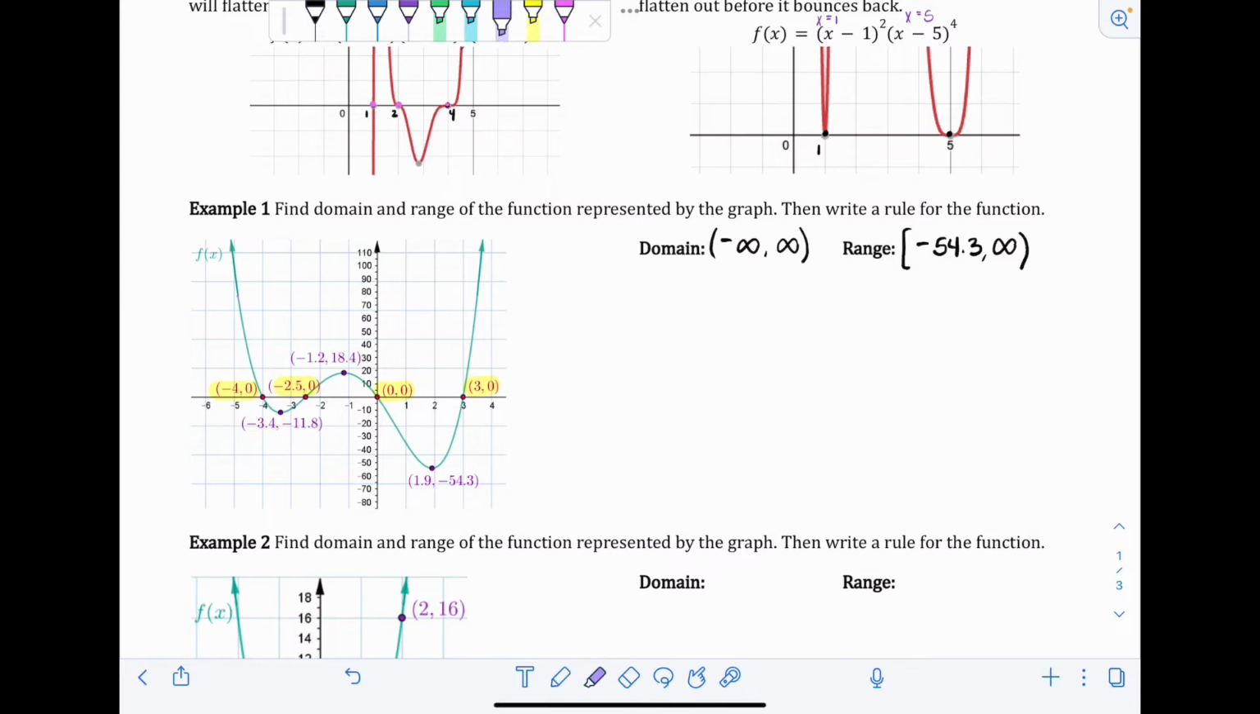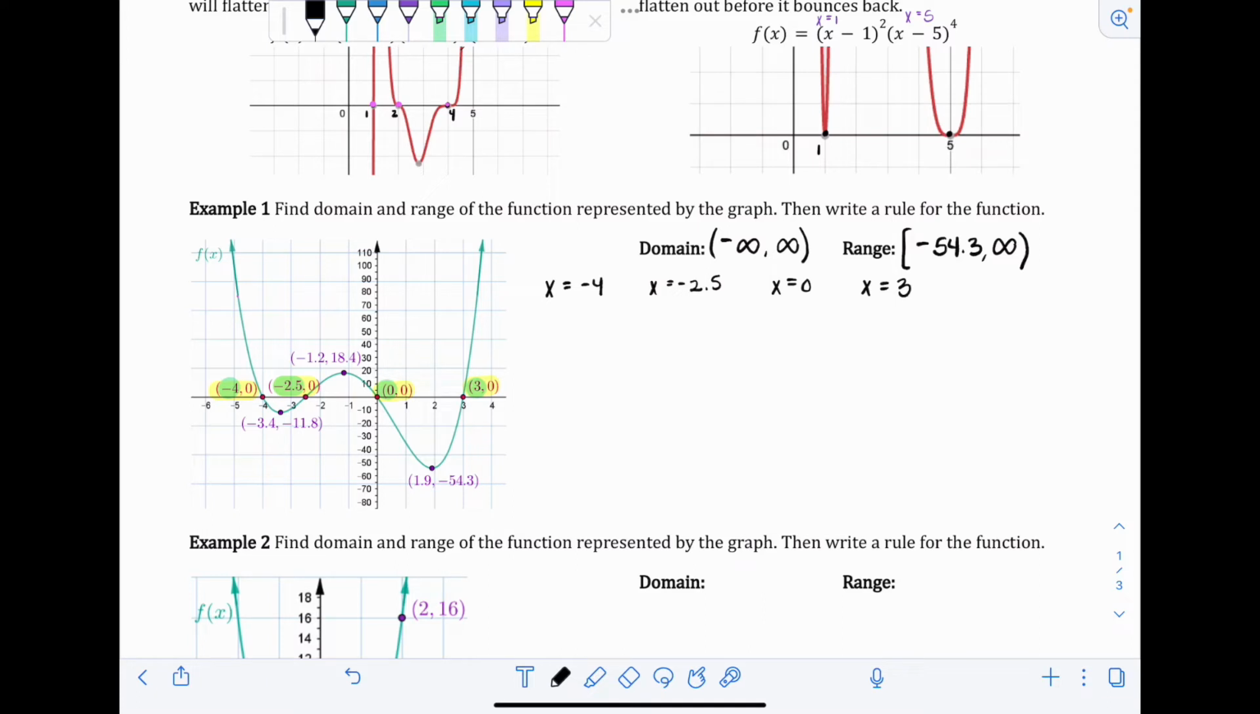So it's just whatever the x value is. This would be x equals -4, x equals -2.5, x equals 0, and x equals 3. So if those are the zeros, we have to think about what factor would create those zeros.